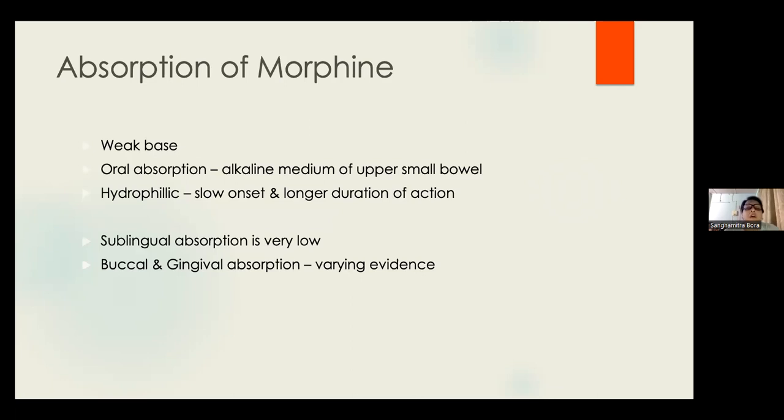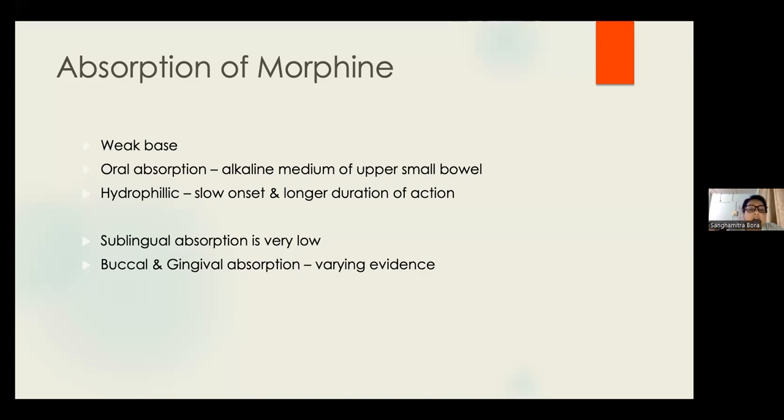A little bit about how morphine is absorbed and excreted. Morphine is generally a weak base. It is widely absorbed by the oral route. It is absorbed properly in the alkaline medium of the upper part of the small bowel. It is a hydrophilic substance, hence it has a slow onset and a longer duration of action.